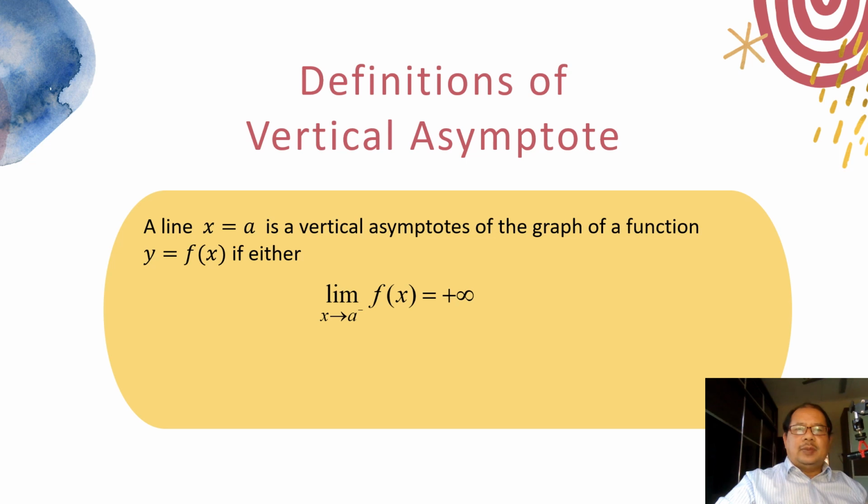A line x equal to a is a vertical asymptote of the graph of a function y equal to f(x) if either limit x approaches a from the left f(x) equal to positive infinity or negative infinity, or limit x approaches a from the right f(x) equal to positive infinity or negative infinity. This is the definition of vertical asymptote.